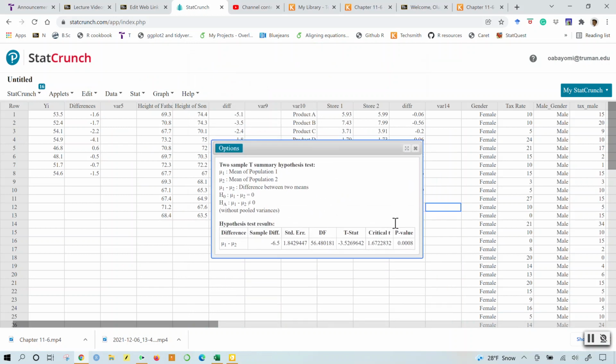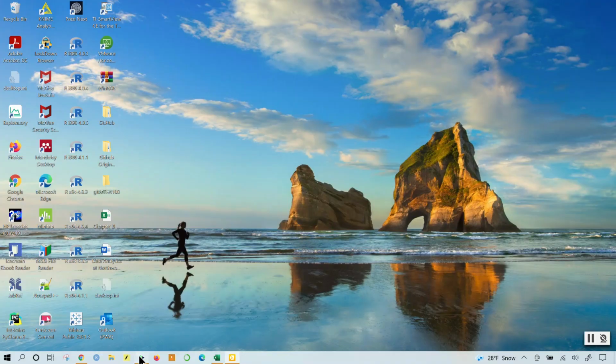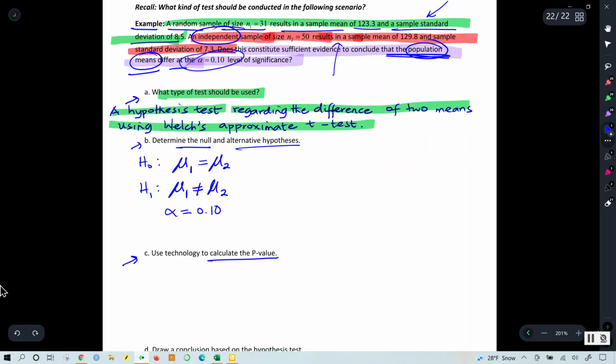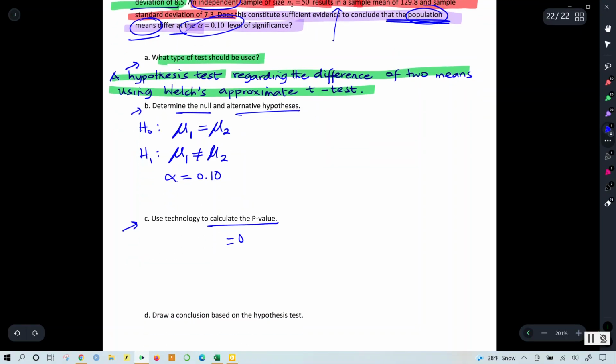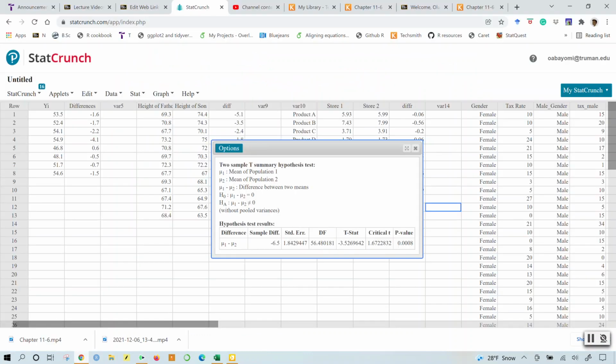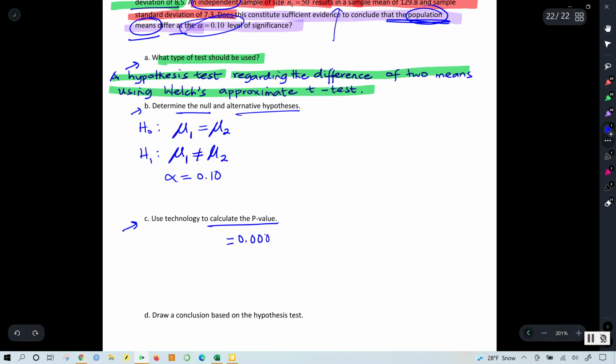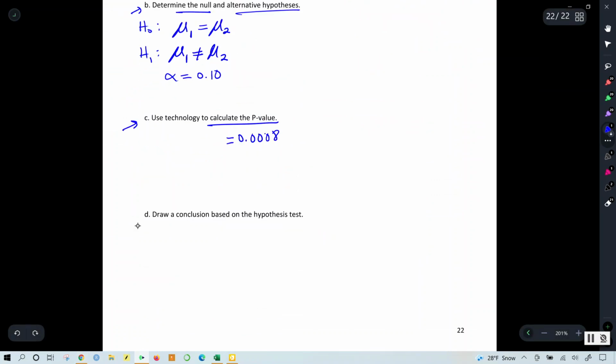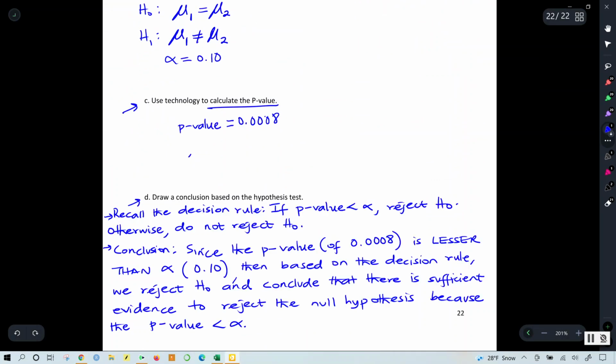So to compute, we have the p-value here, which is 0.0008. Let me check how many zeros. 3 zeros after the decimal. And we're now to draw a conclusion.